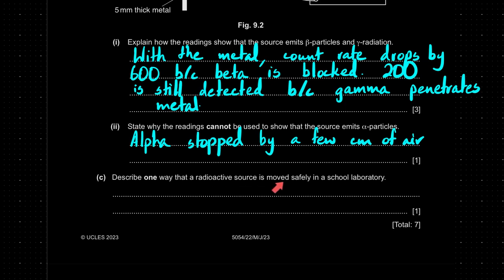Describe one way that a radioactive source is moved safely in a school lab. So there could be multiple answers. I'll say use of forceps to handle the source.